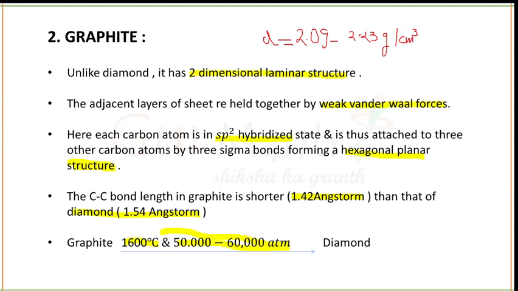Now I hope you all are clear about the allotropic forms diamond and graphite. Till now we have covered the physical properties, the chemical properties and the allotropic forms of carbon, and in the next lecture we will study the chemical reactivity and the different compounds of group 14 elements.